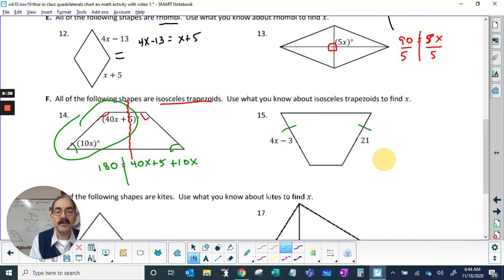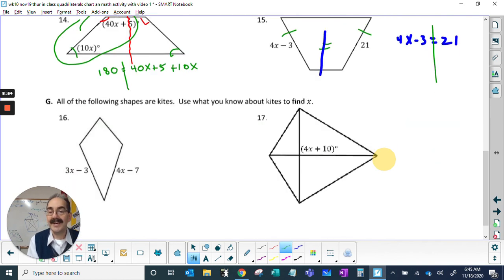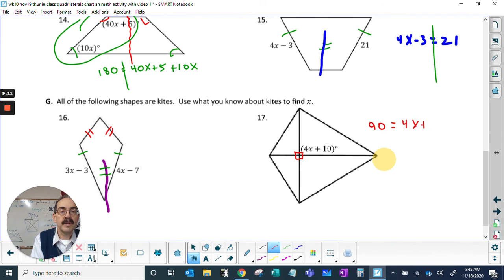Isosceles. Sides are equal, set them equal to each other, draw your line. Okay? 4x minus 3 equals 21. Draw your line, solve. Kite. Okay? This side is equal to this side. This side is equal to this side. Put an equal sign between them. Draw your line. Solve for x. Okay? And then the last one, this is a kite. And we know a kite has 90 degree angles. So 90 equals 4x plus 10. Okay? Draw your fence. Solve.